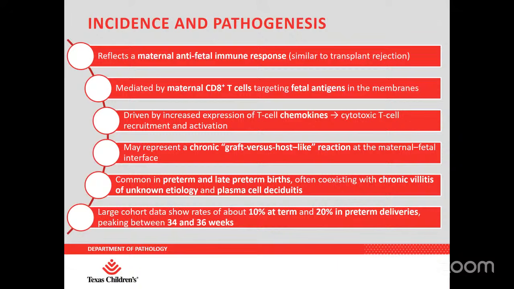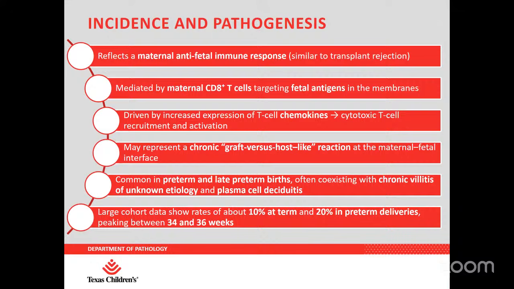So, as I mentioned, chronic chorioamnionitis is an immune-mediated process, kind of a maternal anti-fetal rejection rather than infection. So it's driven by maternal CD8 positive T cells infiltrating the chorioamniotic membranes, guided by chemokines such as CXCL9, 10 and 11, which recruit these lymphocytes to the site of inflammation. And the result is injury to the trophoblast and membrane damage, closely resembling allograft rejection.